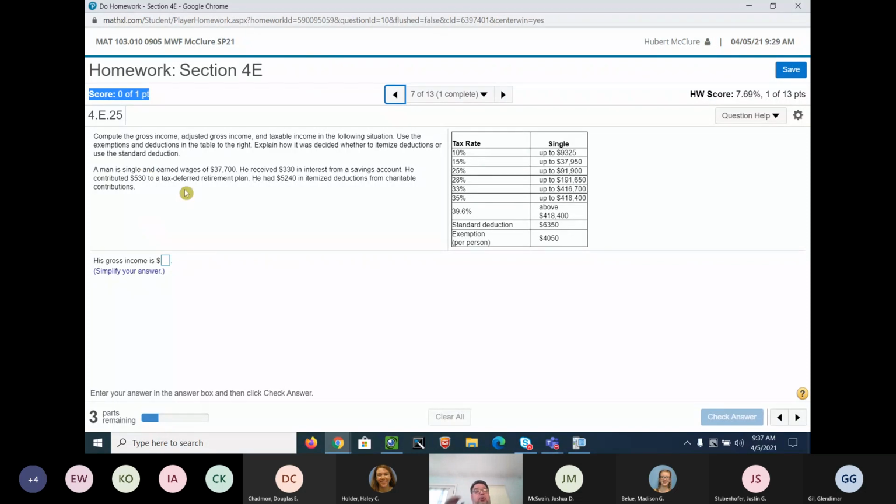Let's go. Compute the gross income, adjusted gross income, and taxable income in the following situation. Use the exemption and deduction in the table to the right. Explain how it's decided. A man is single, so he's going to be doing single, and earned $37,700. He receives $330 in interest. He contributed, so that's going to come out. And he's got $5,240 in receipts.